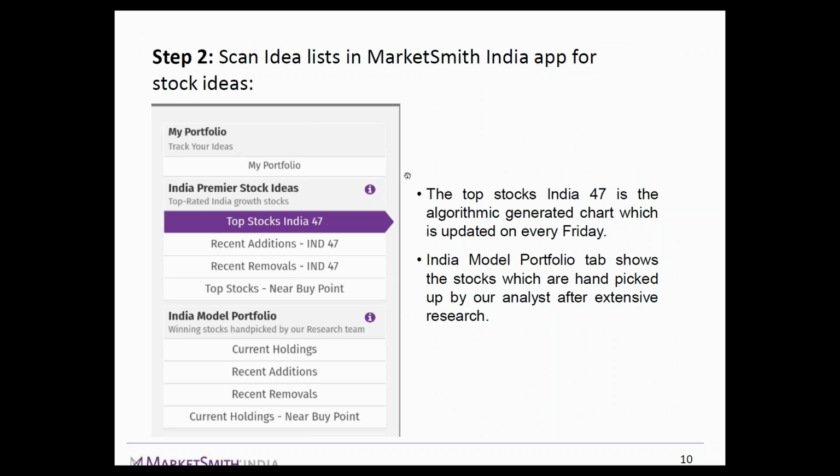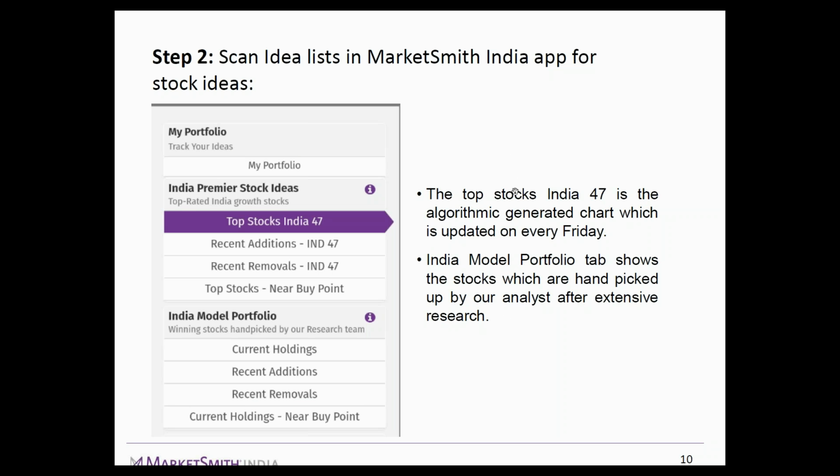There are a few lists on the MarketSmith app under the portfolio section, where you can find different lists of stocks which are actionable and show really good price volume action. Speaking of the first one, that is the top stocks India 47 list. It is famously known as IND 47.